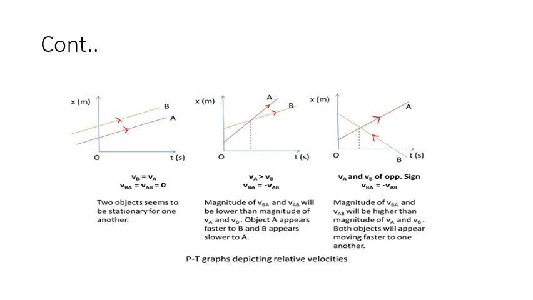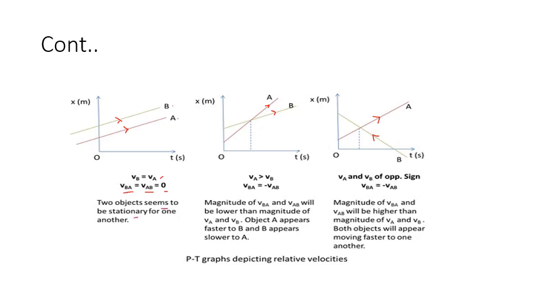So look at the first graph. This is your object A and object B. Both the objects are moving with the same velocity, that is VB equal to VA. Then what will be your relative velocity? VBA, that is relative velocity of object B with respect to A, or the second one, relative velocity of object A with respect to B. Both will be equal to 0. Both are moving in the same direction with constant speed, right? Then the two objects seem to be stationary for one another.